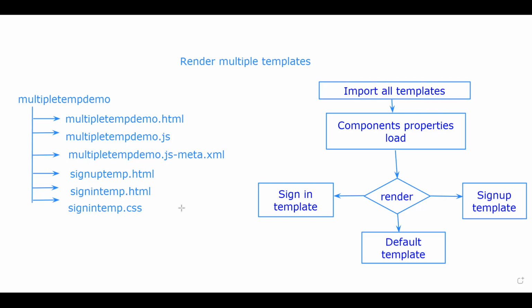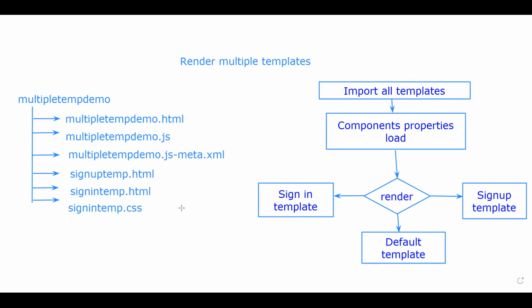We will use the render method to tell our component which template we want to load based on the conditions that we want to provide. Okay, let me summarize again all the steps that we would be doing, and then we can go ahead and start with the example.